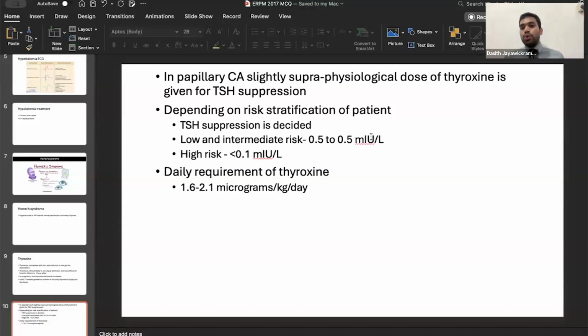How do you do it? Just need to know there's something like that, and depending on that, we adjust the thyroxine dose. So upon that, we risk stratify this patient into low risk, moderate risk, and higher risk.